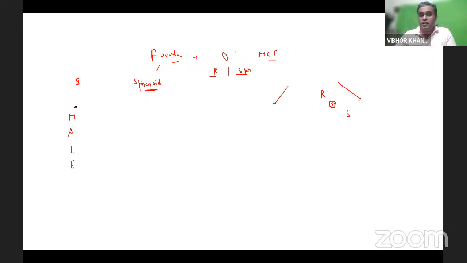Then the structures passing through the foramen ovale are MALE: mandibular nerve, accessory meningeal artery, lesser petrosal nerve, and the emissary vein. These are the 4 structures that pass through the foramen ovale. But this is a 3 marks question. You might get 1.5 or 2 marks easily, but if you have time and you think you can write something more, then please go ahead. Here is how you can create some more substance.